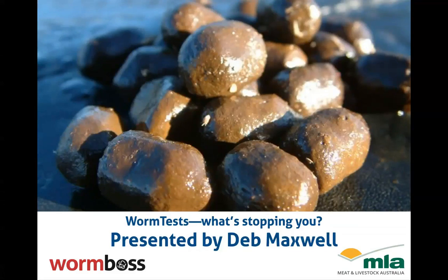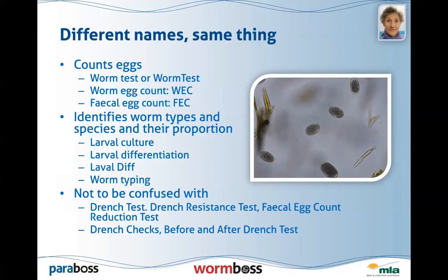Thanks very much, Liz. And as Liz said, this webinar will outline the benefits of worm tests and how to do them. So the very first thing we'll get straight into is about clearing up any confusion about names. Now, when a sample of feces of a known weight in a known dilution is put under the microscope and eggs are counted, that's a worm test being done. And this same thing is also called a worm egg count, a WEC, a fecal egg count, or a FEC.